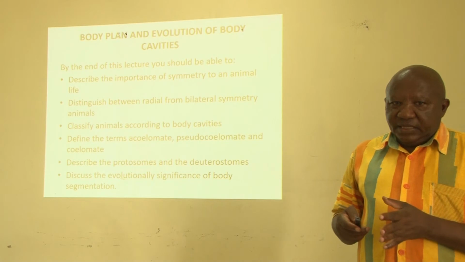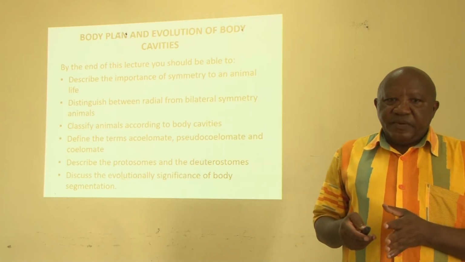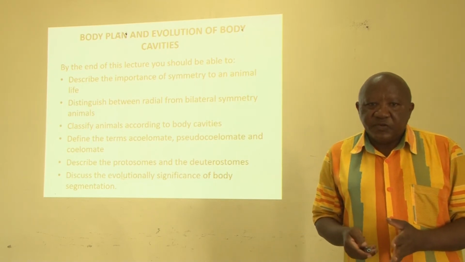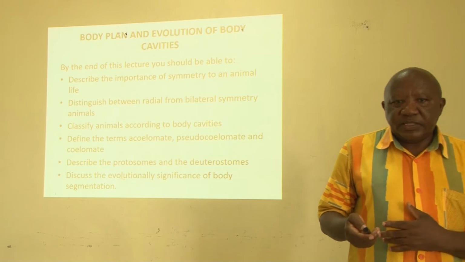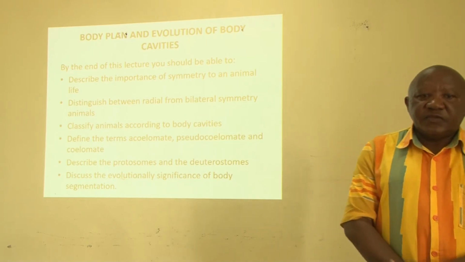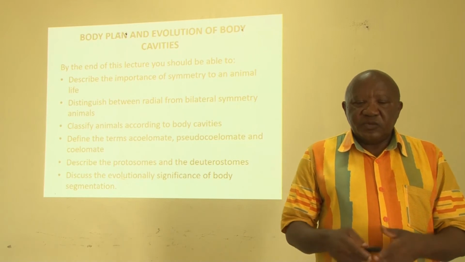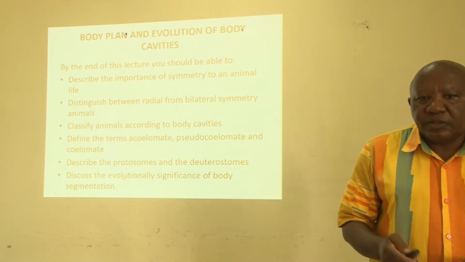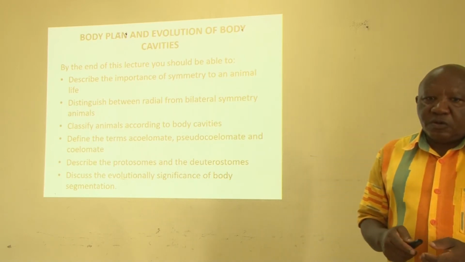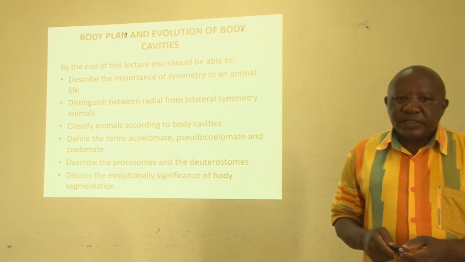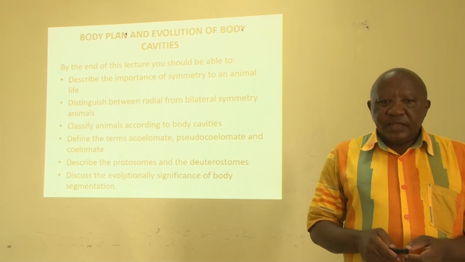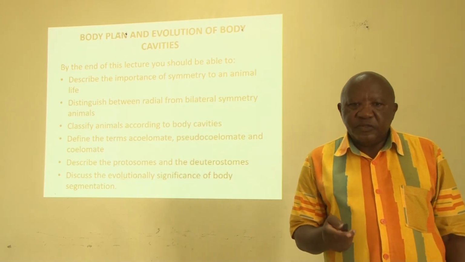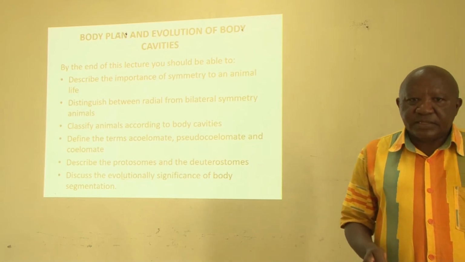So by the end of this lecture, you should be able to describe the importance of symmetry to an animal's life, distinguish between radial and bilateral symmetry in animals, classify animals according to body cavities, define the terms acoelomate, pseudocoelomate, and coelomate, describe the protostomes and the deuterostomes, and discuss the evolutionary significance of body segmentation.